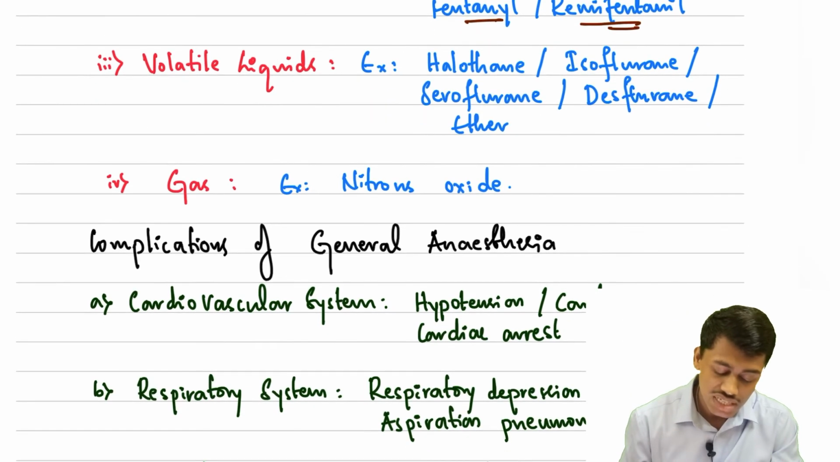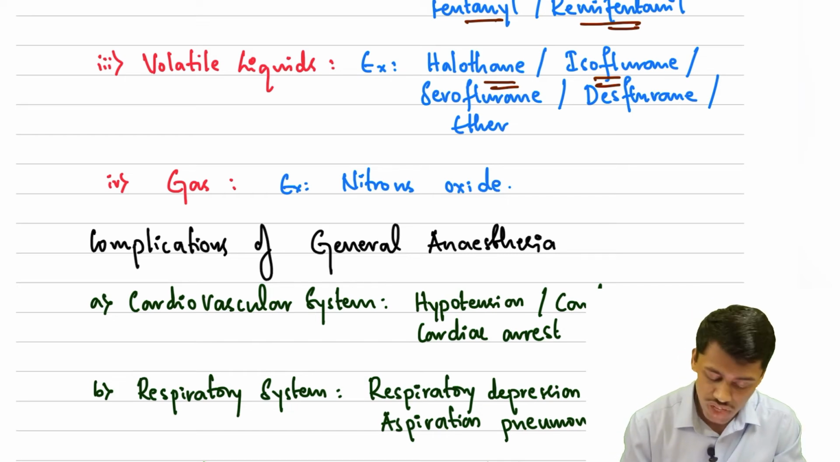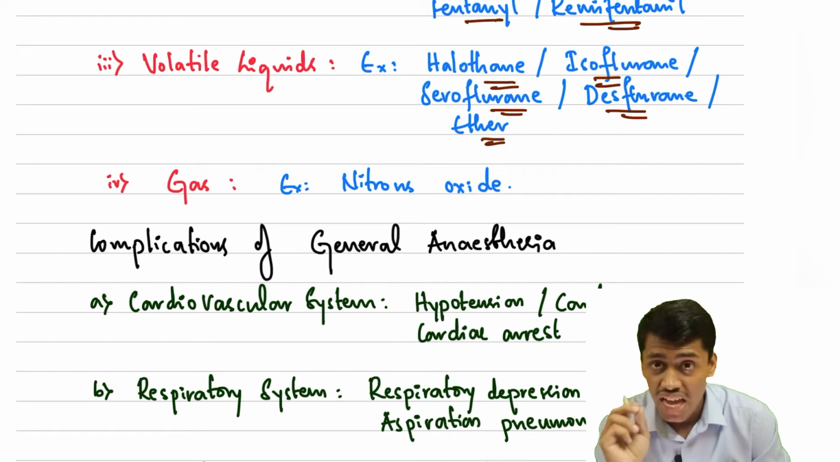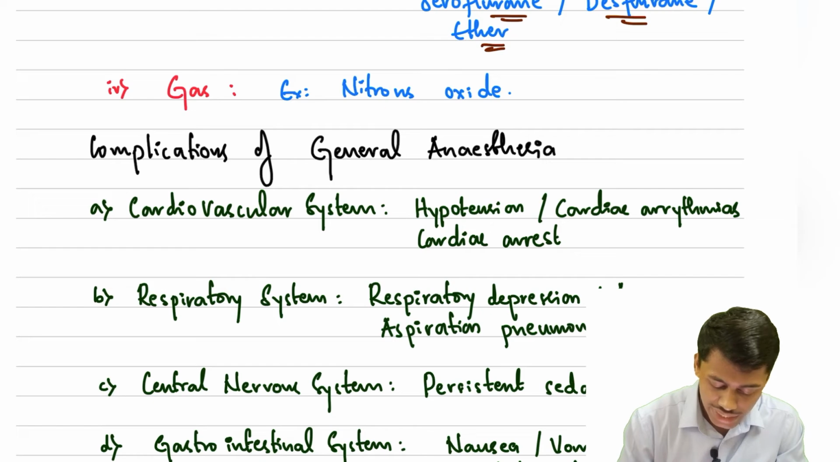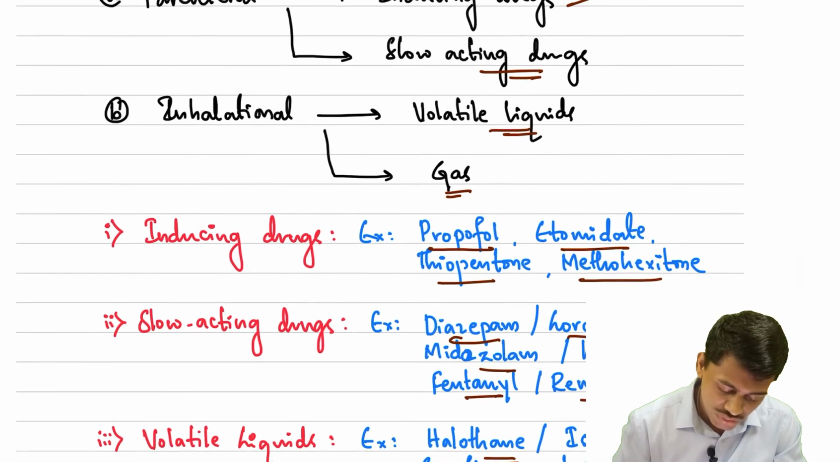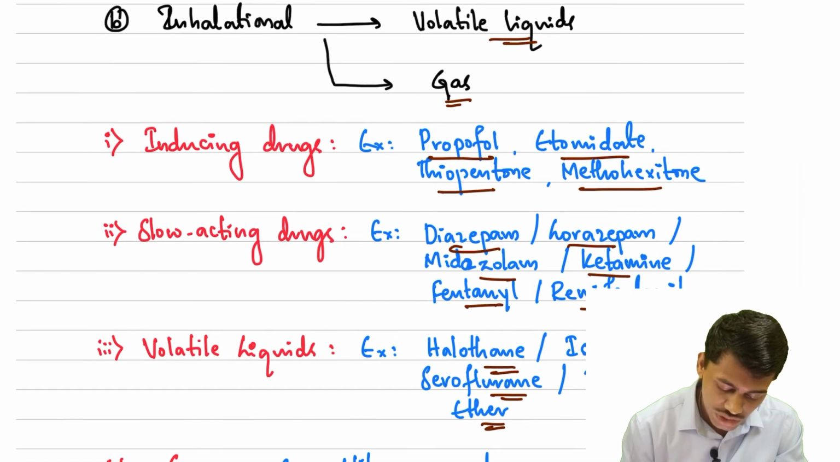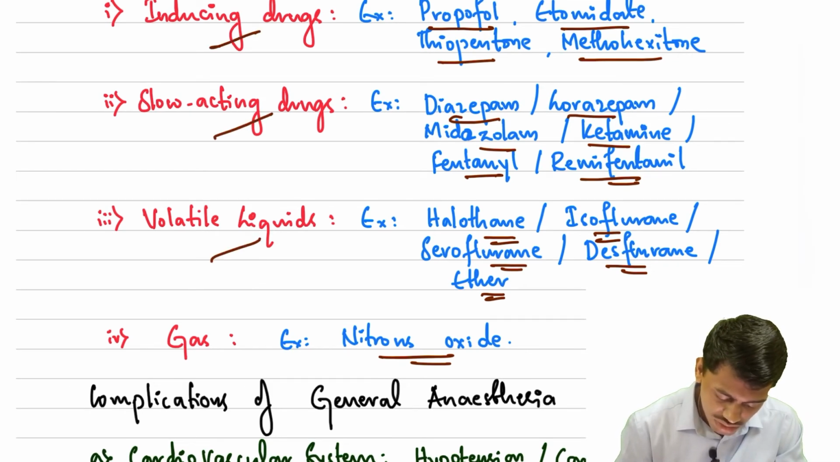Then we have the volatile liquids. They are those general anesthetics which help in the maintenance of general anesthesia. After inducing with the inducing drugs, we will take the help of the volatile liquids. They are halothane, isoflurane, sevoflurane, desflurane as well as ether. Then finally we have the gas called nitrous oxide. So this is the classification: parenteral with inducing and slow acting drugs, and inhalational with volatile liquids and gas.